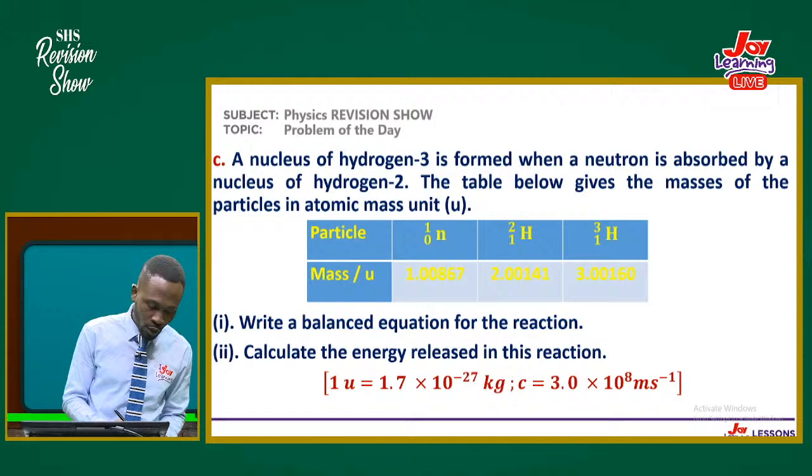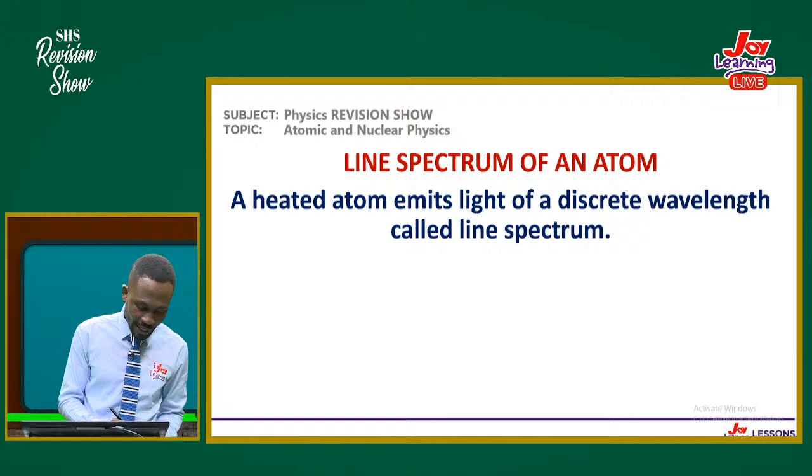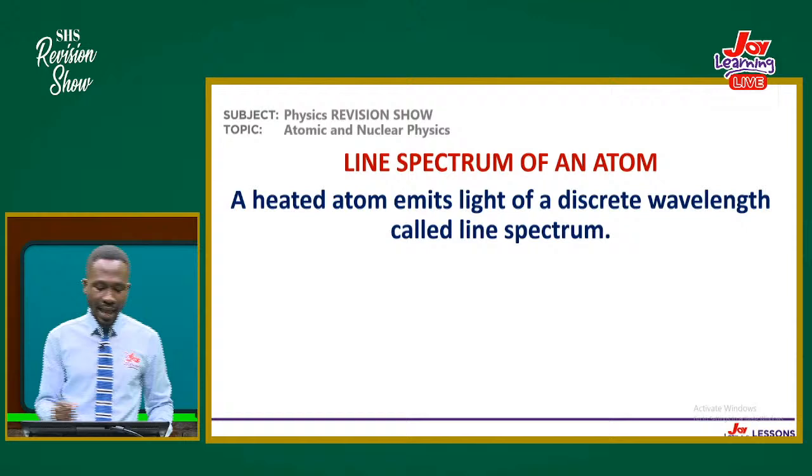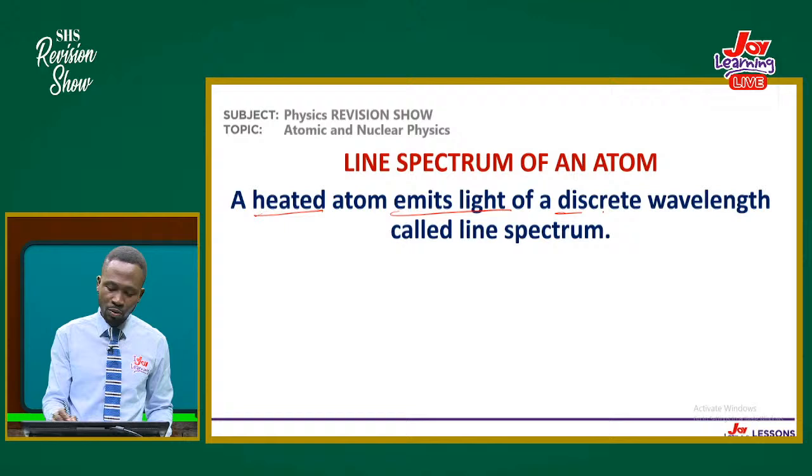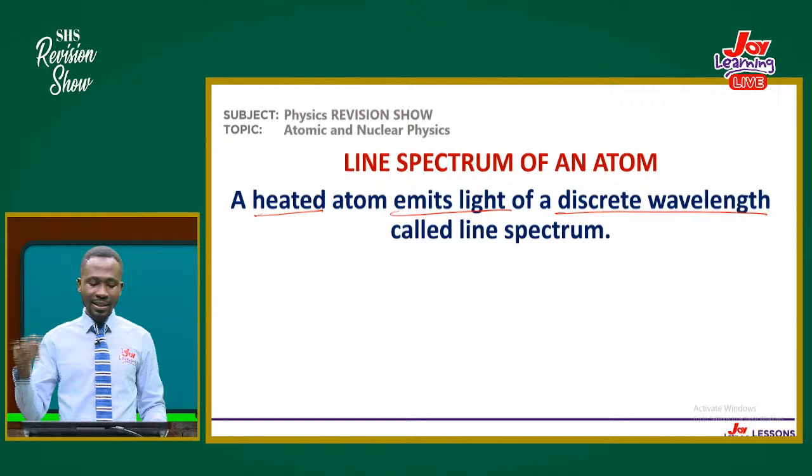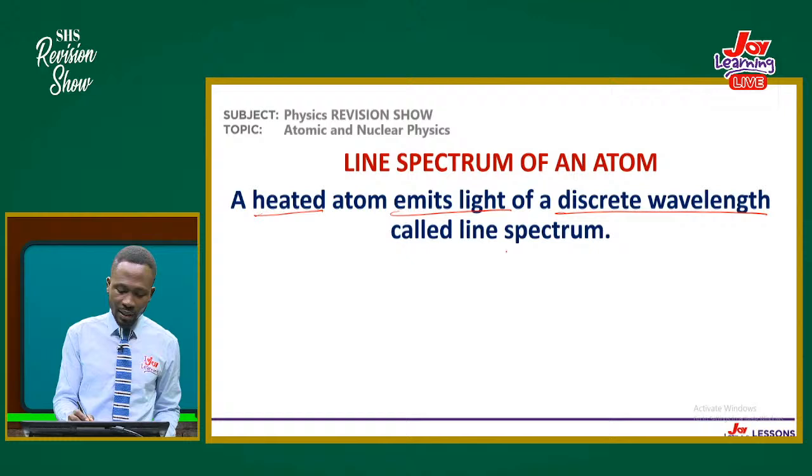We start with the line spectrum of an atom. And we are saying that a heated atom emits light of discrete wavelength. If I say discrete wavelength, I'm looking at specific or distinct wavelength. And these lines of specific wavelength, we call them the line spectrum.